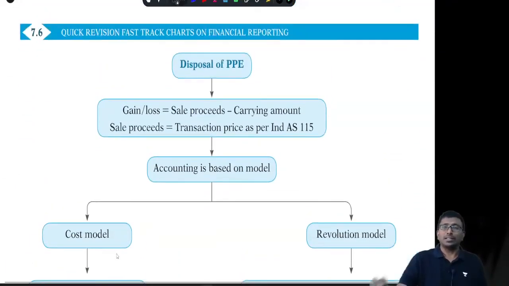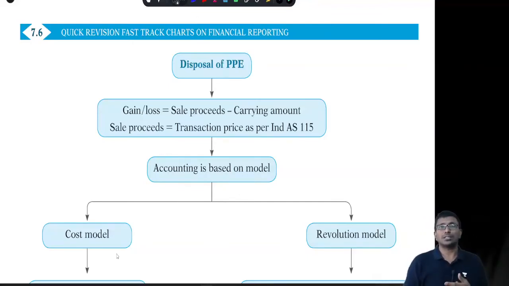Next concept is disposal of PPE. Whenever you dispose of the PPE, you are supposed to calculate the gain or loss. First of all, when does disposal or de-recognition take place? When the asset is sold, or the company enters into a finance lease. When you say finance lease, the risks and rewards are transferred to the other party.